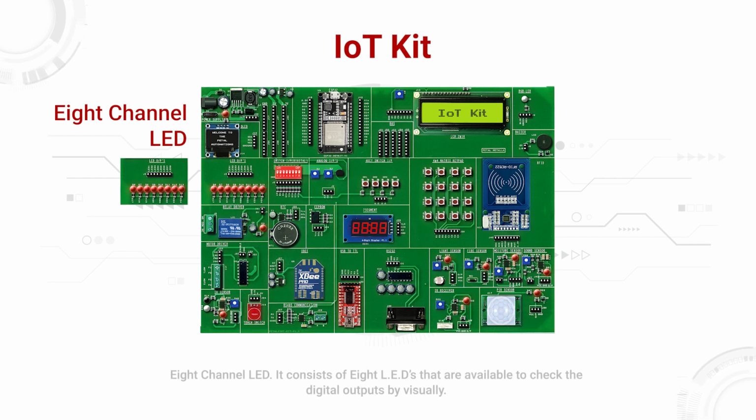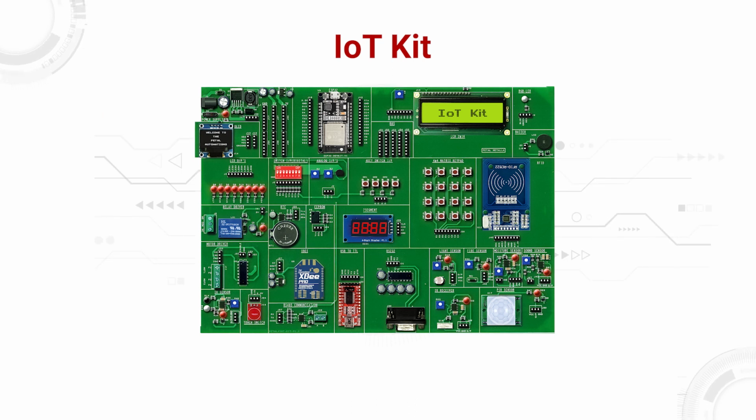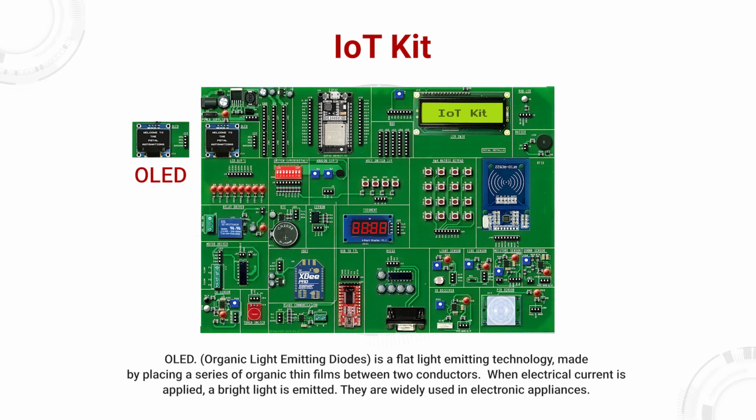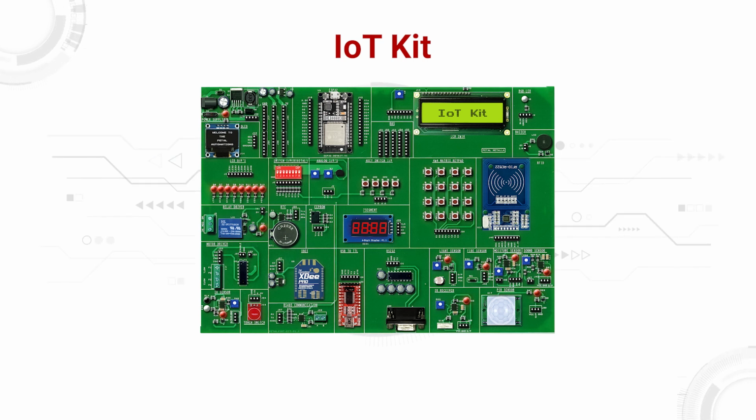8-channel LED. It consists of 8 LEDs that are available to check the digital outputs visually. OLED, organic light-emitting diodes, is a flat light-emitting technology made by placing a series of organic thin films between 2 conductors. When electrical current is applied, a bright light is emitted. They are widely used in electronic appliances.